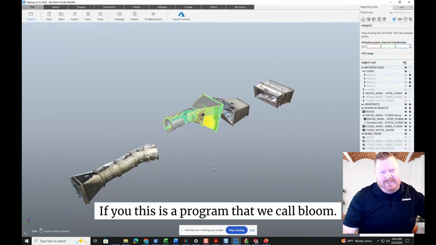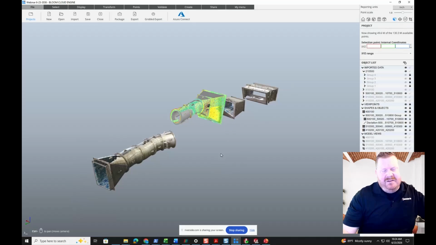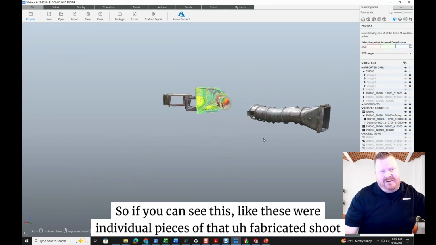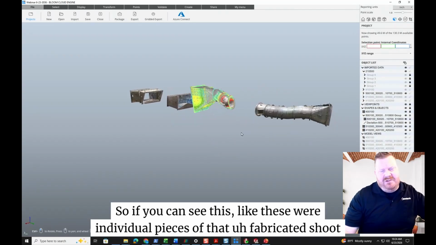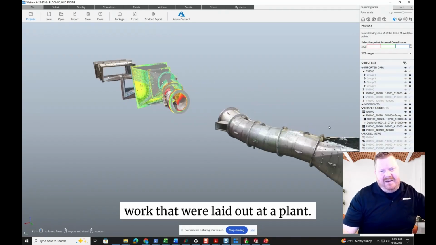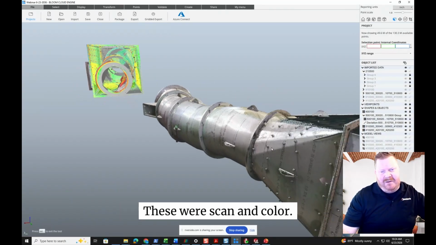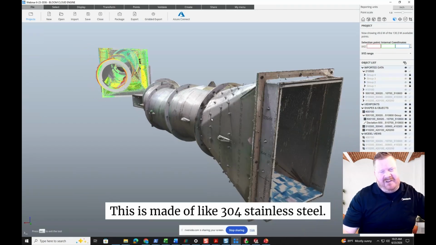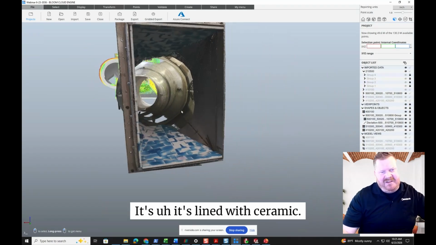This is a program that we call Bloom. So if you can see this, these were individual pieces of that fabricated chute work that were laid out at a plant. These were scanned in color. You can really see the high definition here. This is made of 304 stainless steel.